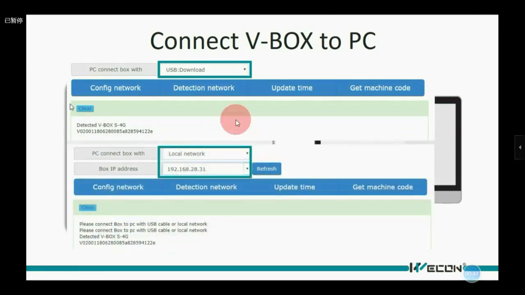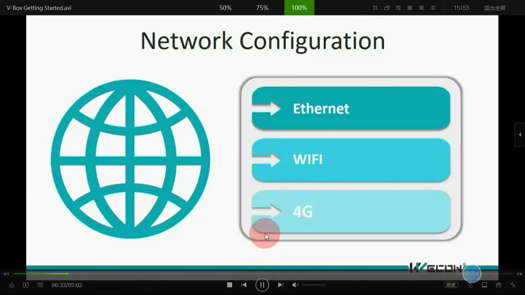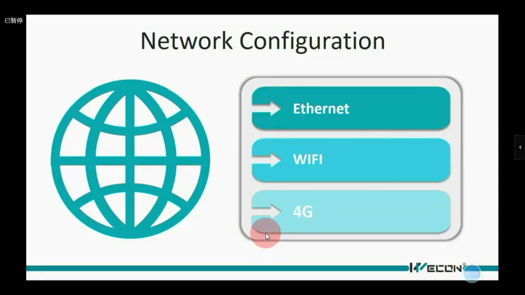The two ways: USB download. You can connect your USB cable to the PC. Your PC will find your machine code. Another way is local network. It is the same. Network configuration has three ways: Ethernet, Wi-Fi, 2G or 4G.